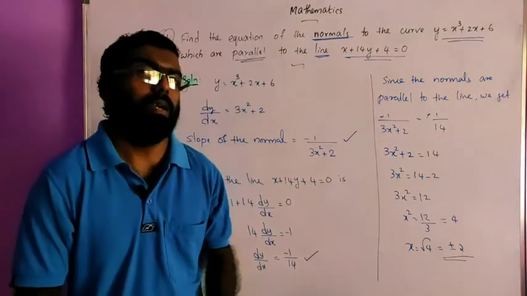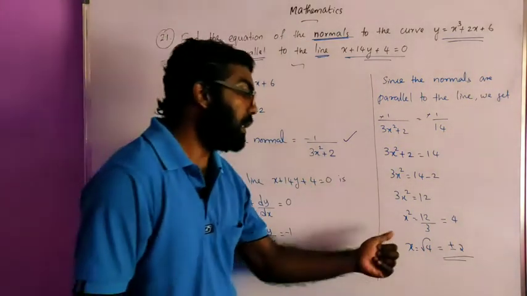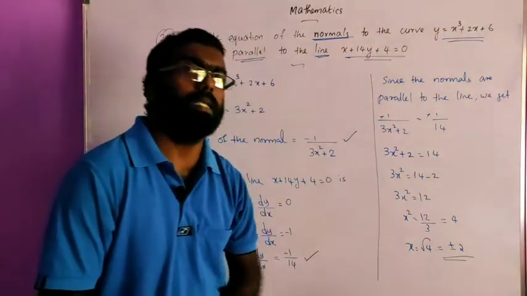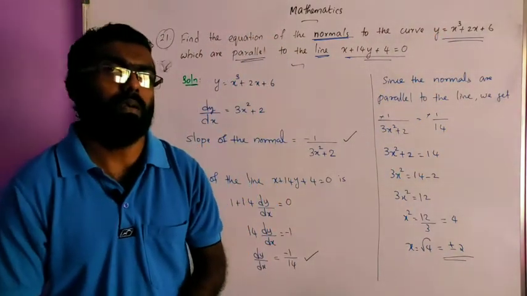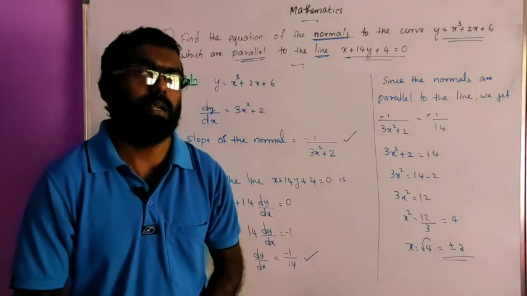Okay. So here we got the values of x and by replacing x by plus or minus 2 in the given curve, we will get the corresponding values of y. Okay, then we can find the equations of normals. Clear?